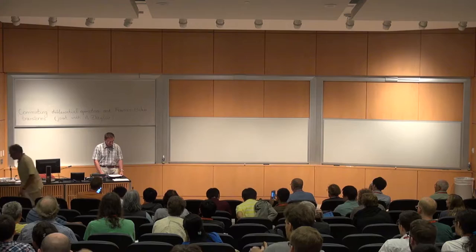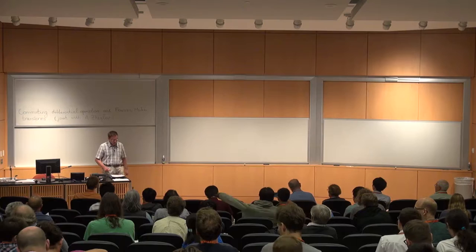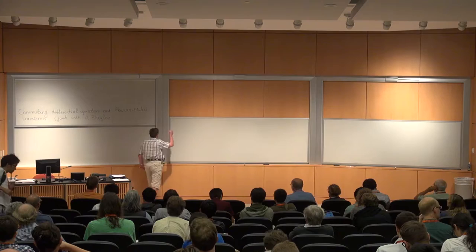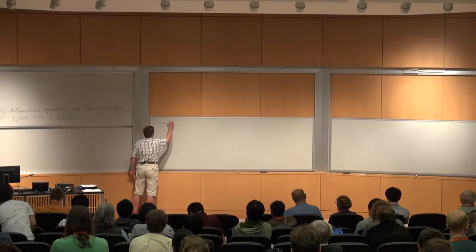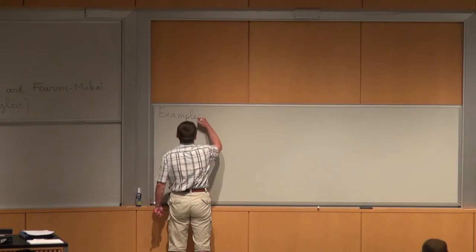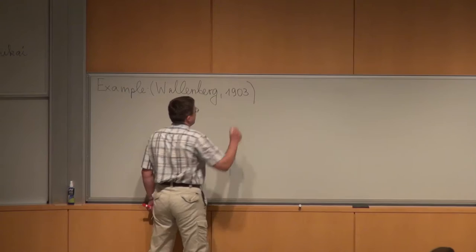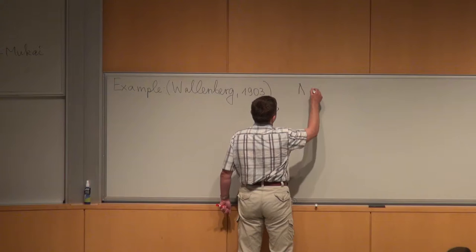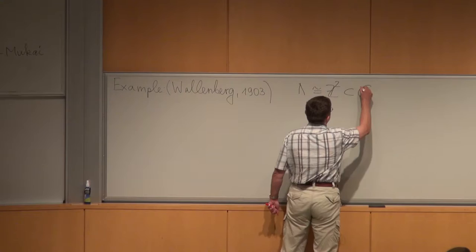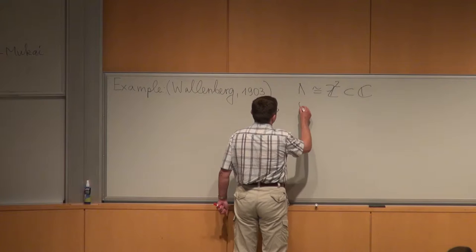Let me start with two examples to explain what I'm going to talk about. The first example takes us back to a work of the German mathematician Wallenberg. Which is as follows. Let me start with a lattice in the complex plane and attached to this lattice the Weierstrass ℘ function.